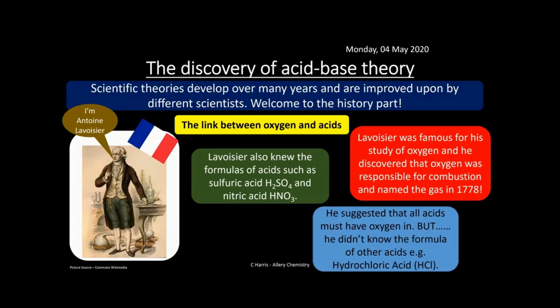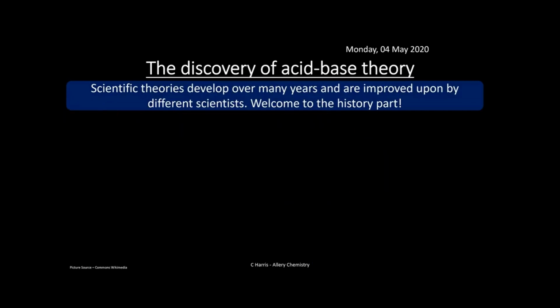He suggested that all acids must have oxygen in. That was his theory. That's what he came up with. But he didn't know the formula of other acids such as hydrochloric acid. So you could kind of excuse him for coming up with that theory, because the acids that he was aware of, they all contain oxygen. So he made that link between the two, and of course he found oxygen, so he had some kind of bias towards that as well, but he wasn't aware of other acids.